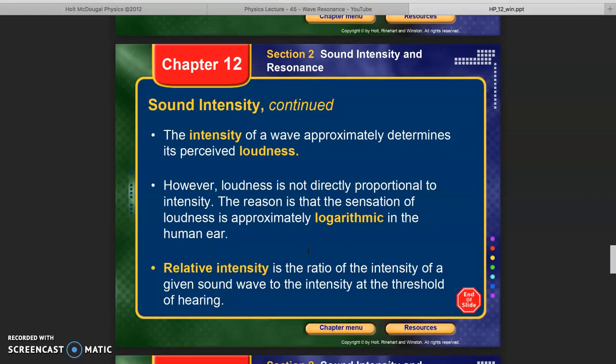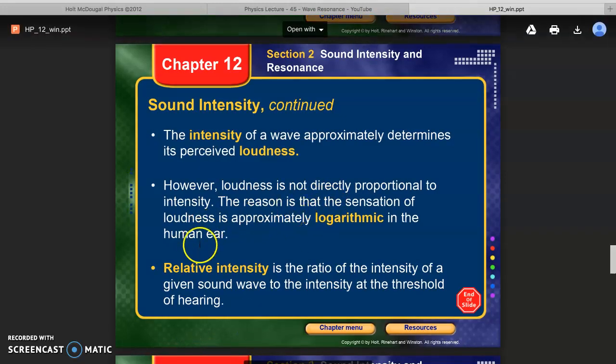So intensity is a numerical value, and loudness is like an adjective, like high. Is it loud or is it not loud, like our volume? That kind of thing is not a numerical value. However, loudness is not directly proportional to intensity. They are proportional, but not directly proportional. That means that if one of them increases, the other one is going to increase, but you can't make proportions out of them because the ratio changes.